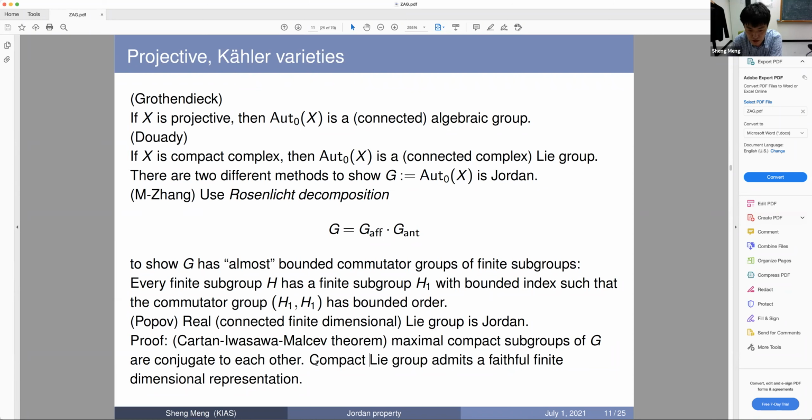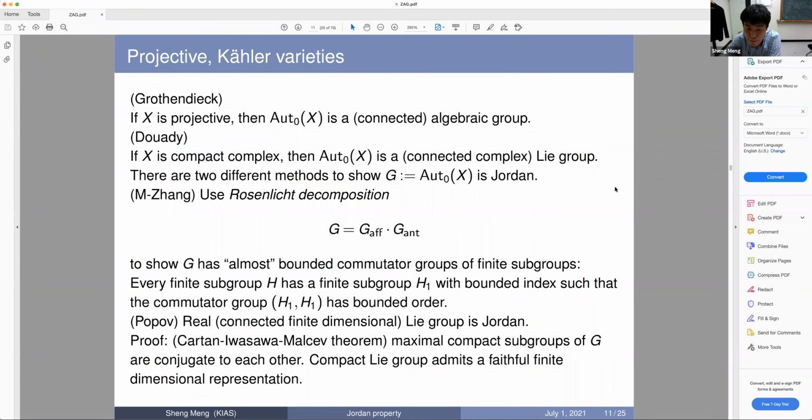This is obtained from the following fact: a compact Lie group always admits a finite dimensional representation. So we can always embed the finite subgroups of G into some common general linear group over the real numbers, so it has the Jordan property. This is roughly the idea of proving the Jordan property for projective varieties or Kähler varieties. Any questions? No, then I'll move on.